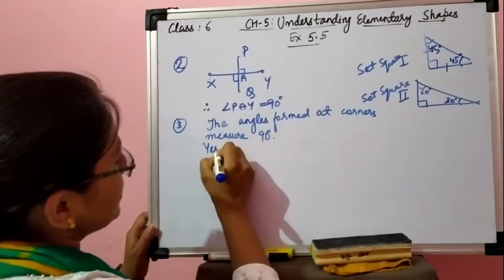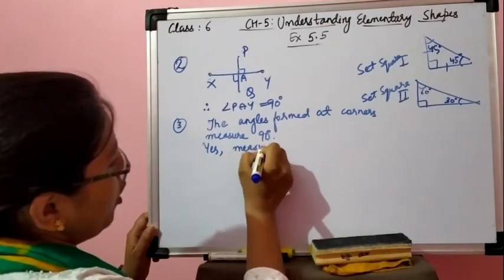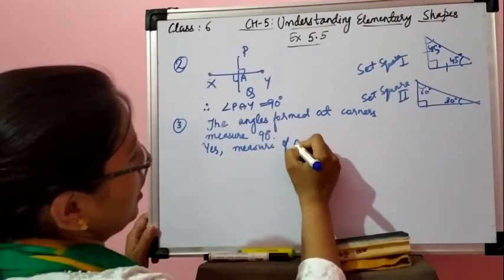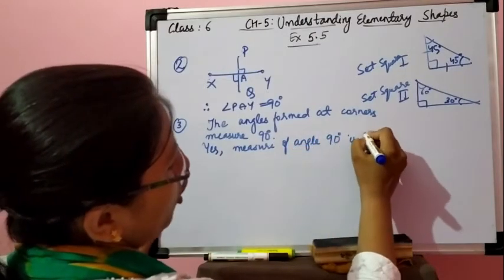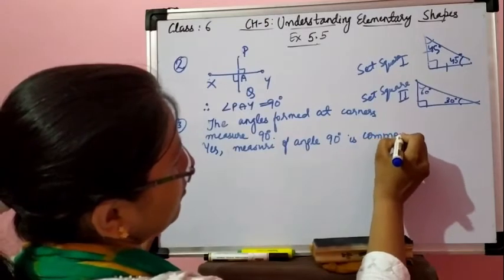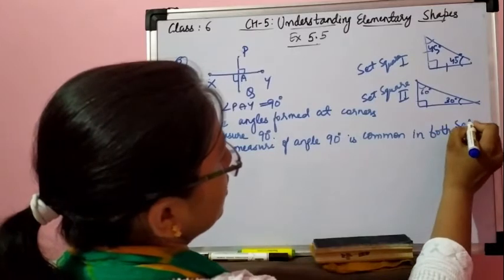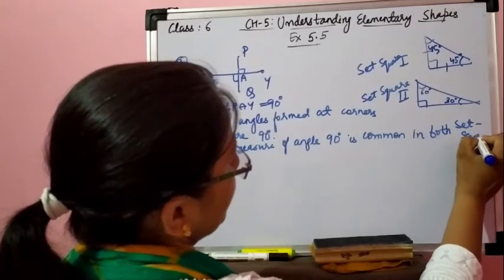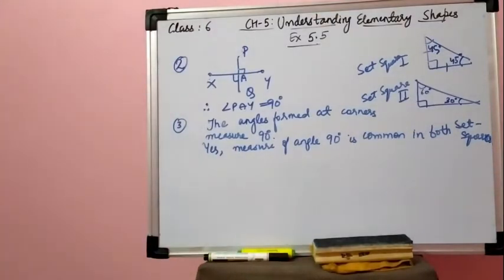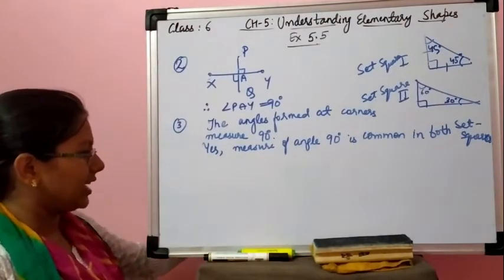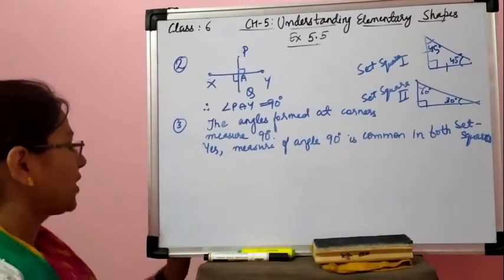Then we will write yes, measure of angle 90 degree is common in both set squares. So this is your final answer which you can write. Nothing else they are asking. Do they have any angle measure that is common? That is only 90 degree.